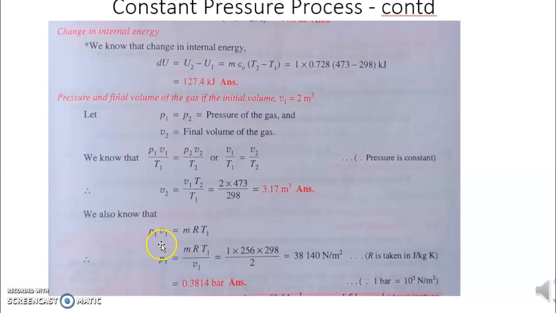To find the pressure, use this general gas equation. P1 V1 equal to mR T1. P1 is equal to mR T1 by V1. Substitute values, you will get 38140 Newton per meter square. In this substitution, you have to substitute the R value in joule per kg Kelvin, not in kilojoule per kg Kelvin. So this Newton per meter square can be converted into bar. It is 0.384 bar because 1 bar equal to 10 power 5 Newton per meter square.